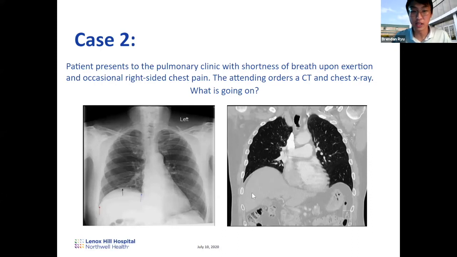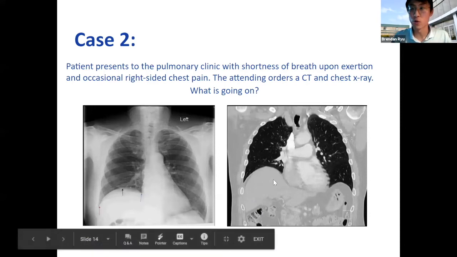And this is what you can see through the x-ray and the CT. And this is from the same exact patient, so you could kind of overlay them and see what's going on. And we're gonna move along.